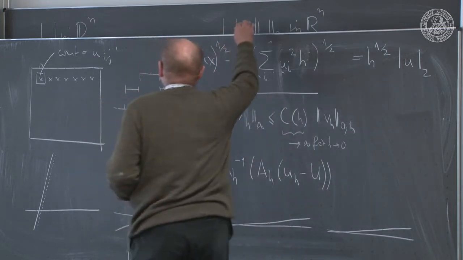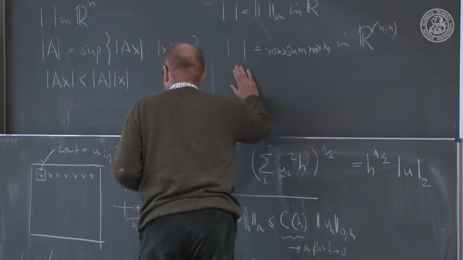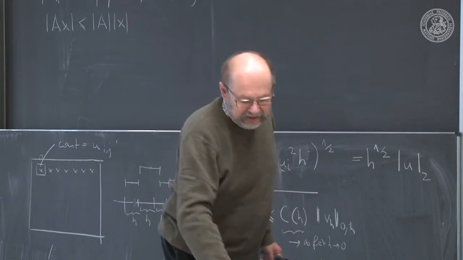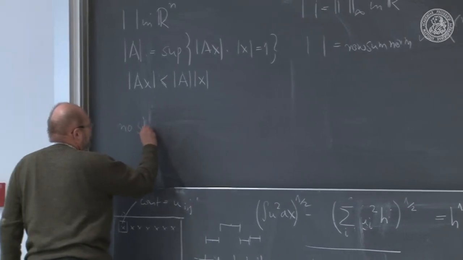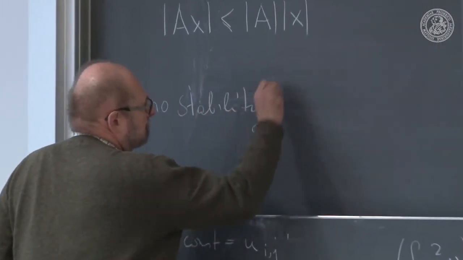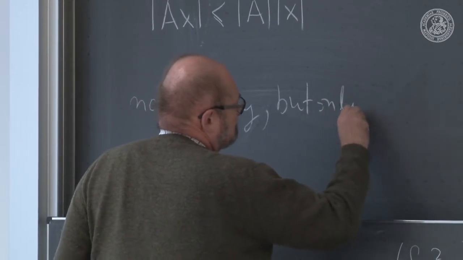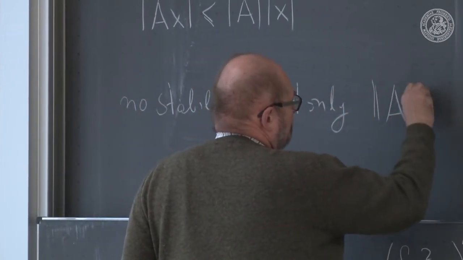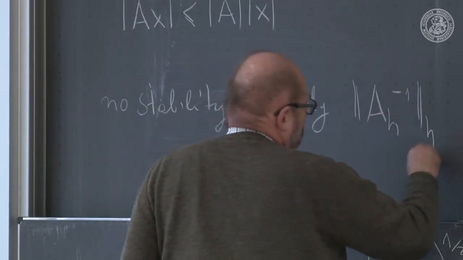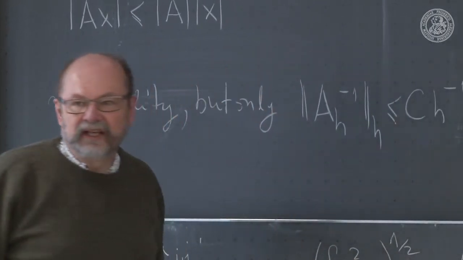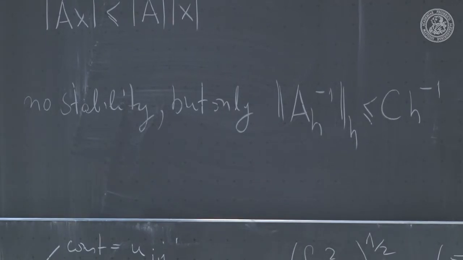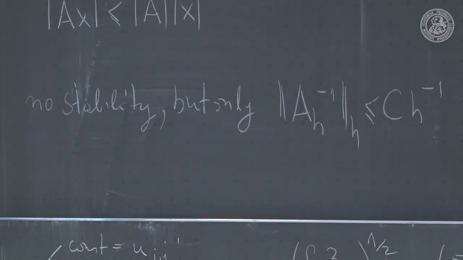So let's assume we don't have stability in the sense I have defined it, but we can only prove that these norms of the inverse matrices are not globally bounded, but they behave, let's say, as an example, like C times 1 over h. What does that mean? Plug it all in and put it together. What do we have for the consistency error?